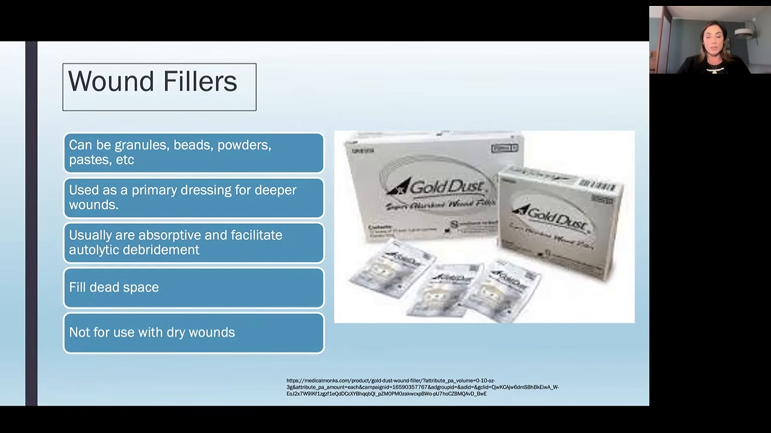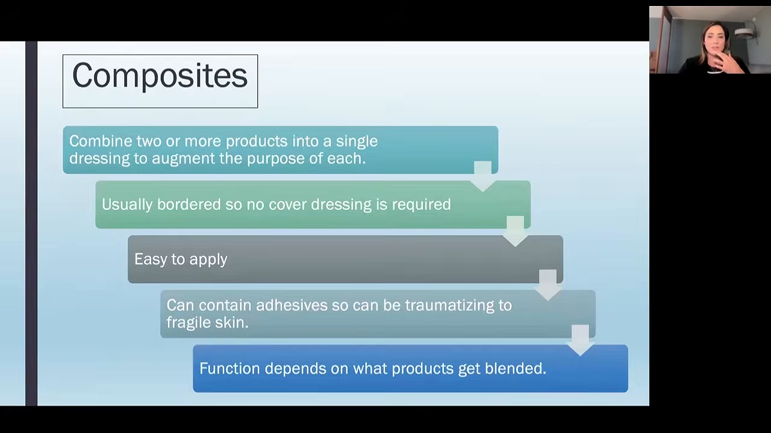They're usually absorptive and they can facilitate the removal of that non-viable tissue through autolytic debridement, but they should not be used with dry wounds. You really need something that has some moisture in order to help activate these. The one that you're seeing actually has some antimicrobial through the metallic that's in it. And so they really come in a wide variety of shapes, sizes, things like that.